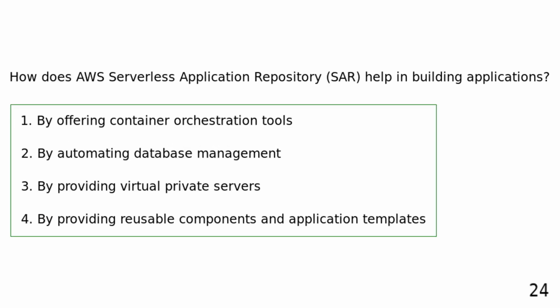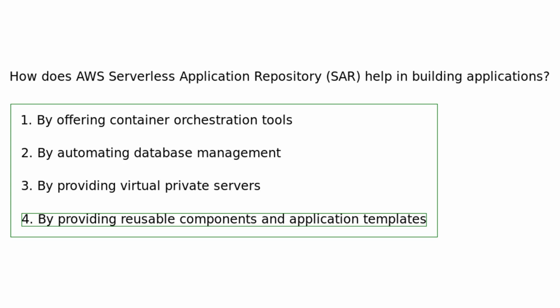How does AWS Serverless Application Repository help in building applications? By offering container orchestration tools. By automating database management. By providing virtual private servers. By providing reusable components and application templates. AWS Serverless Application Repository helps in building applications by providing reusable components and application templates.